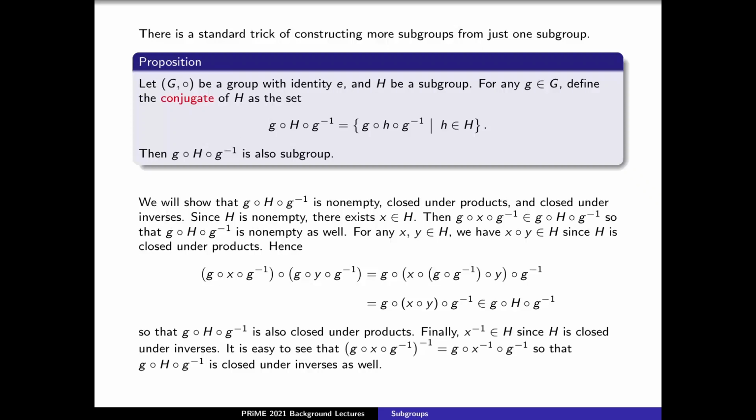So next we're going to show that the conjugate of H is closed under inverses. To that end, we know that our x is in H, so x inverse is in H, since H is a group. And we're going to take (g ∘ x ∘ g inverse) to the -1. But this is going to be g ∘ x inverse ∘ g inverse, and by definition, it is going to be inside the conjugate of H. So in other words, we have demonstrated that the conjugate of H is closed under products and inverses, and therefore it is a subgroup of G. And that gives us now a recipe for finding new subgroups.